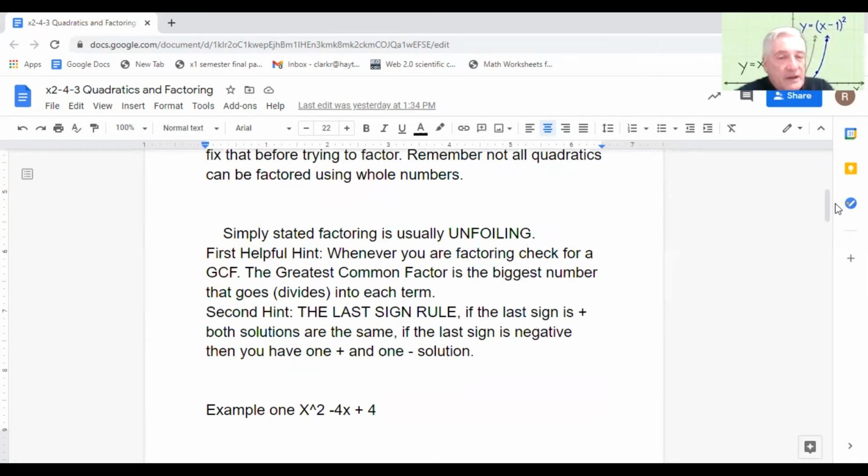The second hint is the last sign rule. To help you with the signs, if the last sign is positive, we either have 2 negative solutions or 2 positive solutions, but they match. And if the last sign is negative, or subtract, then we have 2 solutions, 1 positive, 1 negative. They cannot match.